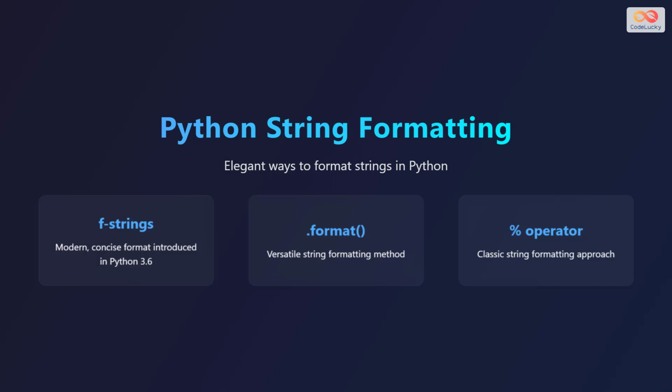In this video, we will explore elegant ways to format strings in Python. We'll cover three primary methods. First, we have f-strings, a modern and concise format introduced in Python 3.6. Next, we'll look at the .format method, a versatile string formatting technique. Finally, we will discuss the % operator, a classic string formatting approach.